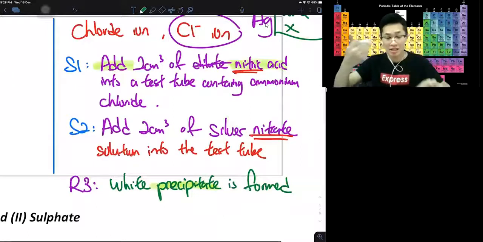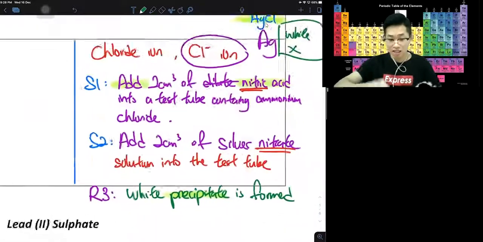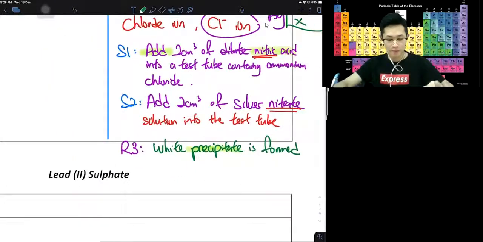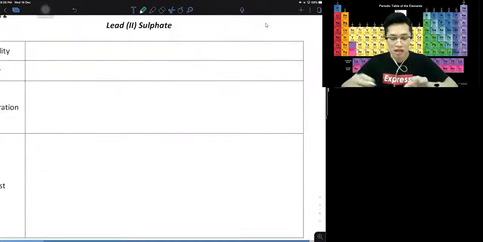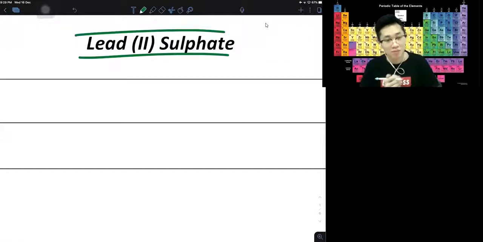Now we try sulfate. You have to try it on sulfate. Acid, salt, result. Level 2, of course, the result will be the same. So now let's say we try on lead(II) sulfate as the third example. Lead(II) sulfate.